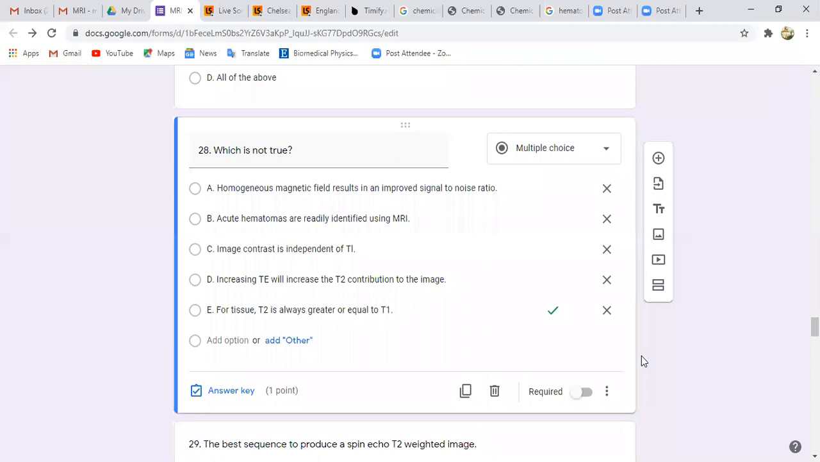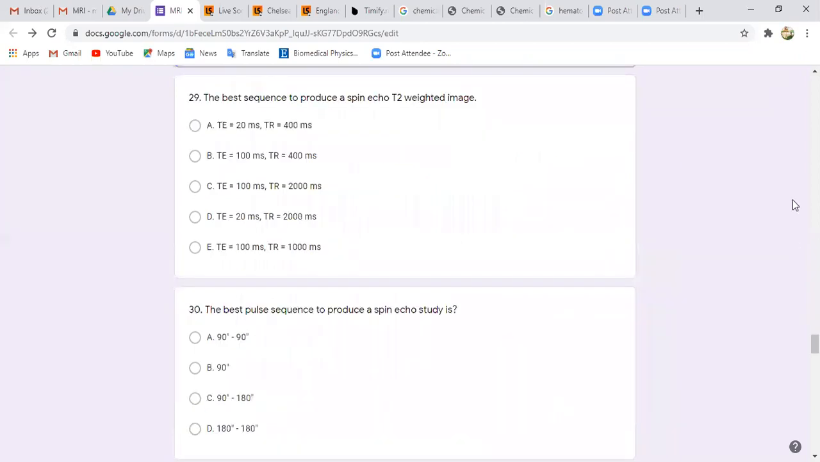Image contrast is dependent on T1, T2, and the proton density. The differences in this thing. Surely because of that. And even if you want to use inversion, it will depend on the TI, inversion recovery method. Number 29.